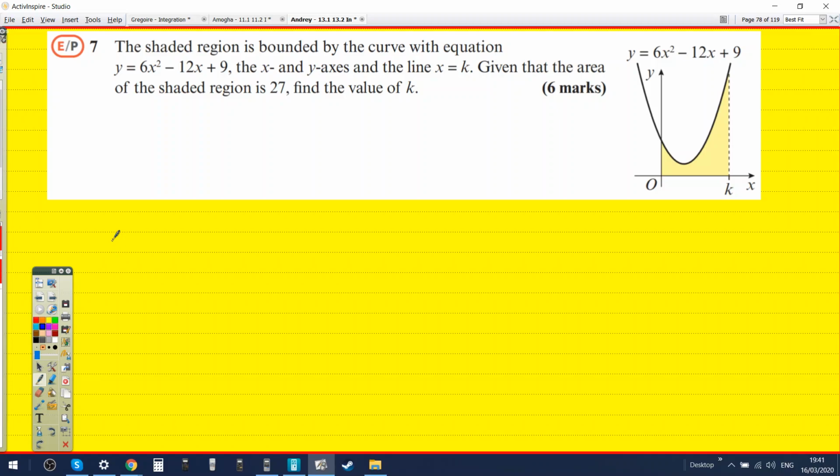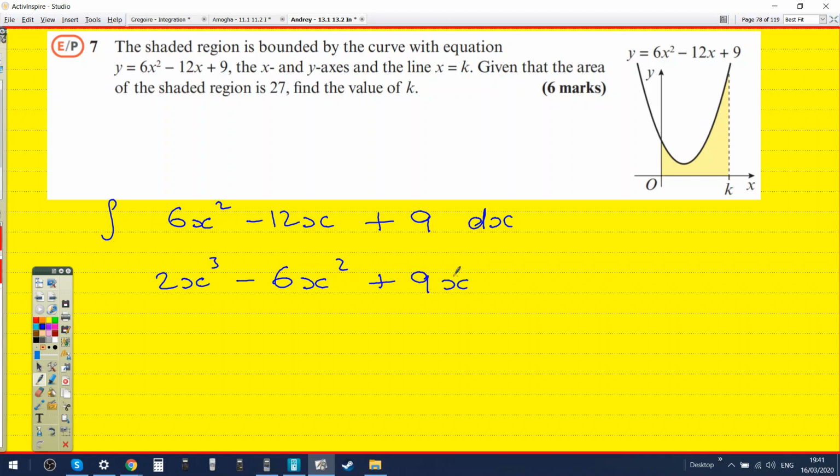And so that would be equal to 2x cubed minus 6x squared plus 9x. And I don't need to put the c, do I? No. It's the area.